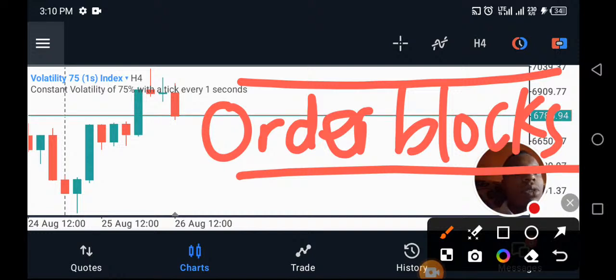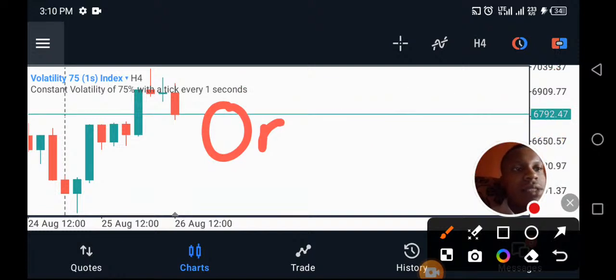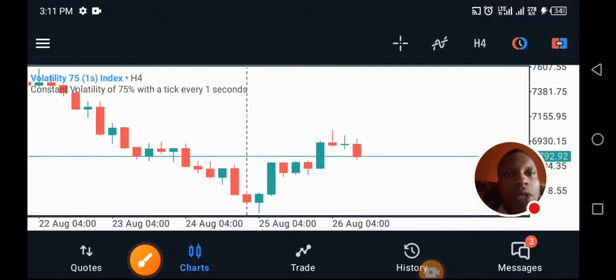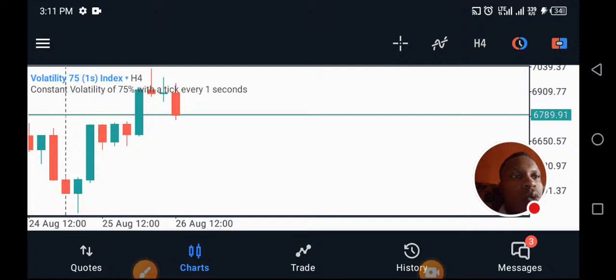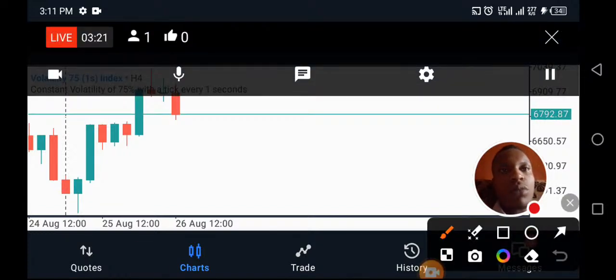So these order blocks, we are going to be using them to look for a particular entry where we can enter the market. Okay, so these order blocks will help us to know when exactly to wait for price to come back to enter the market. So we have our order blocks.